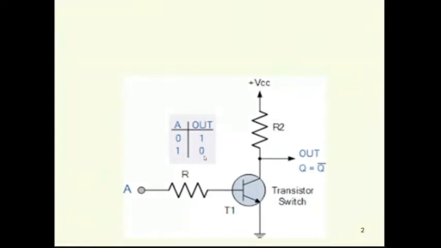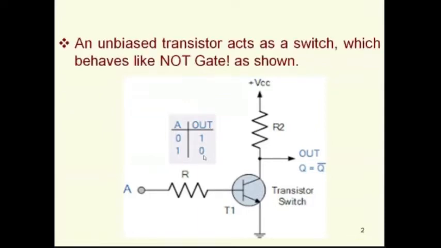Much better if I want to say, when A is 0, the transistor acts in cutoff region. And when A is 1, the transistor is in saturation region. Something like that we can say. And finally, the moral of the discussion is, this table is a truth table for a NOT gate. Do you agree? When input is 0, output is complemented as 1. When the input is 1, output is complemented as 0. So an unbiased transistor acts as a switch which behaves like a NOT gate as shown.